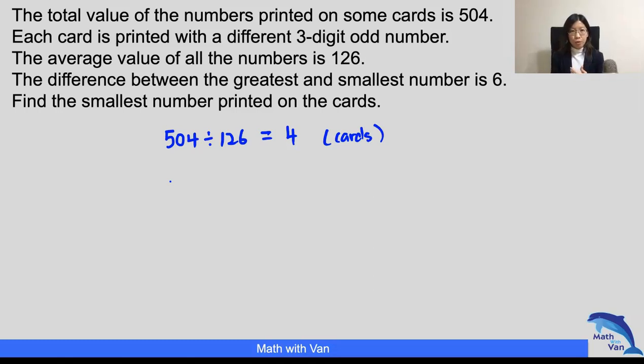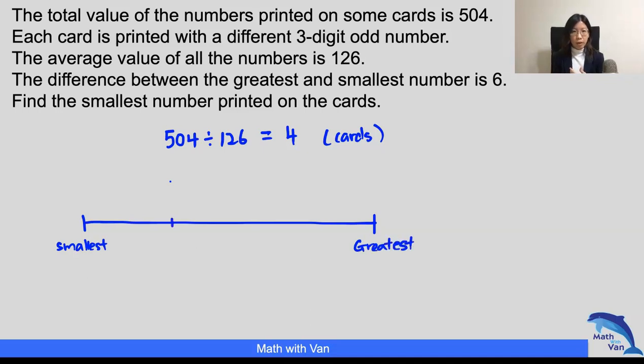So now let's move on to the next one. If I were to draw a number line here, this is my smallest and this will be my greatest. And since there are 4 numbers, then I will have the second and the third in between.